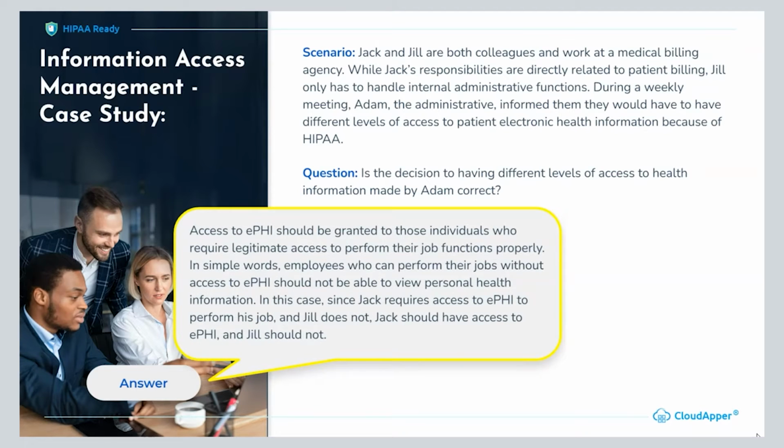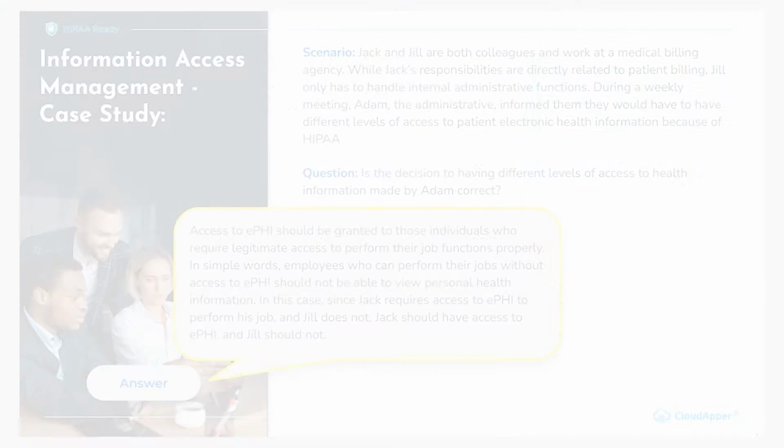Access to ePHI should be granted to those individuals who require legitimate access to perform their job functions properly. In simple words, employees who can perform their jobs without access to ePHI should not be able to view personal health information. In this case, since Jack requires access to ePHI to perform his job and Jill does not, Jack should have access to ePHI and Jill should not.